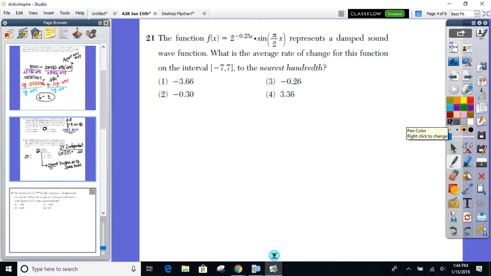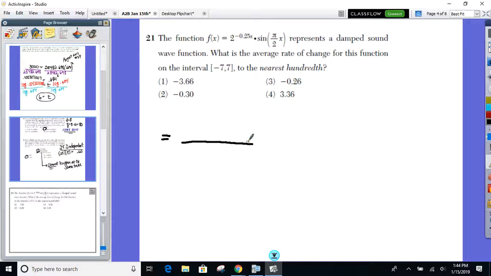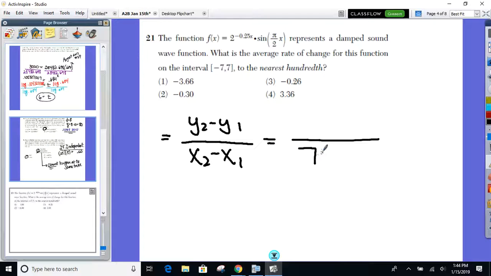Next one. Rate of change. There it is. Average rate of change. Anybody got the formula? What goes on top? Yep, your Y values will go on top. On the bottom, X values. And I've told you, they'll usually give you the X values, which they do again. What are the X values that go on the bottom? -7 and 7. All right, so we'll go 7 minus -7. So you should have 14 on the bottom.